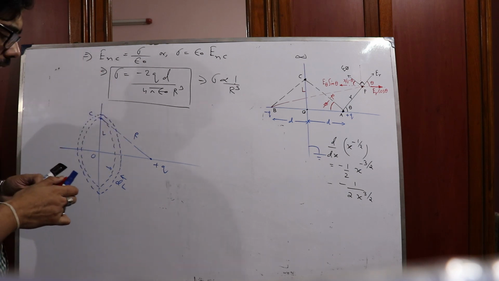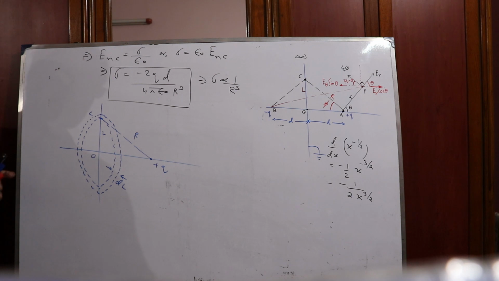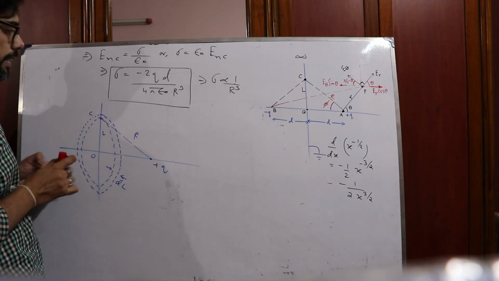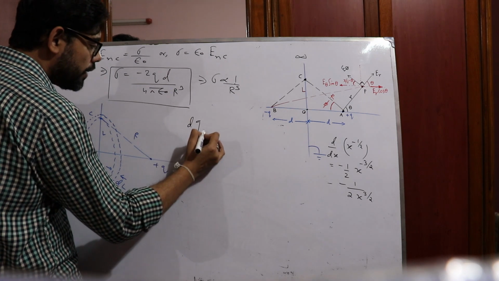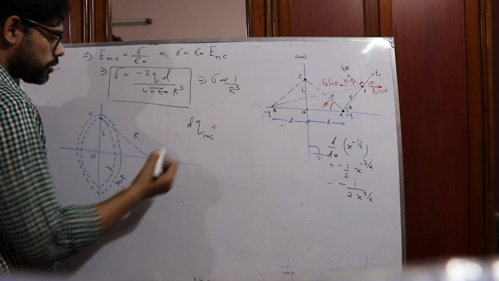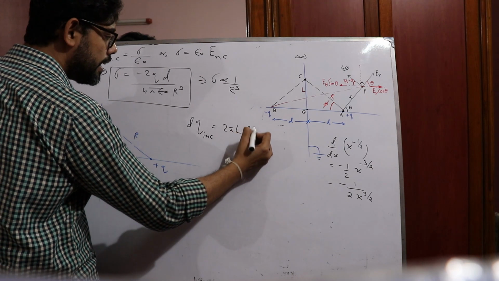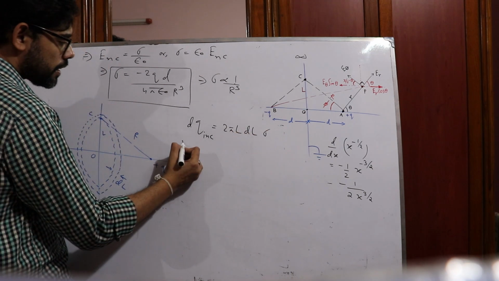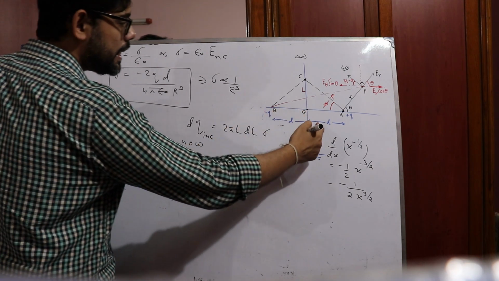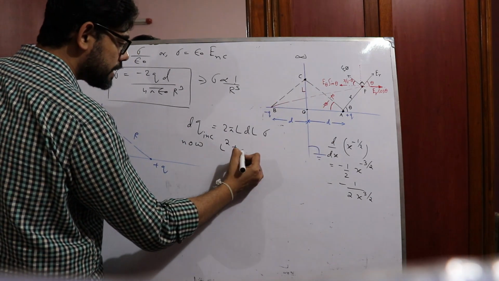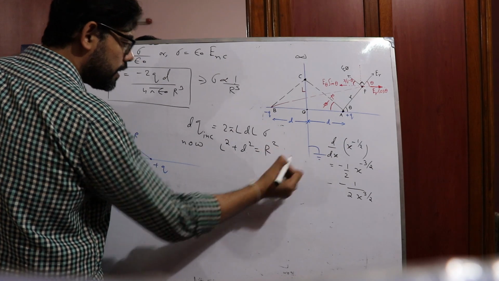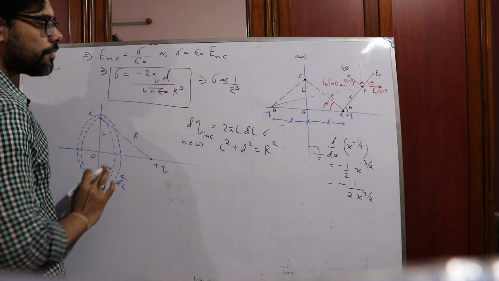Sigma is the surface charge density. So I can write dq induced equals 2 pi L dl into sigma. Now you can very easily see that L square plus d square is r square. D is fixed. Now you can differentiate.